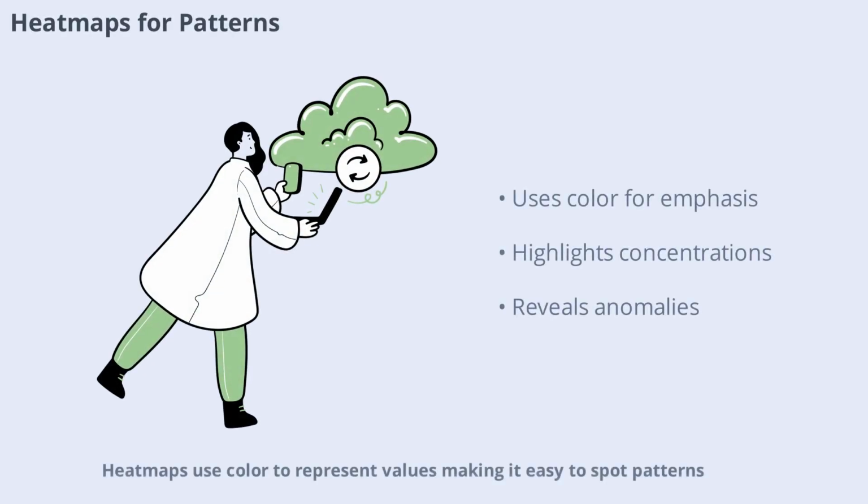Heat maps use color to represent values, making it easy to spot patterns, concentrations, and anomalies. They're widely used in website analytics to show where users click most, or in biology to visualize gene expression. By translating numbers into color gradients, heat maps quickly draw attention to areas of interest, helping you focus on what matters most in your data.